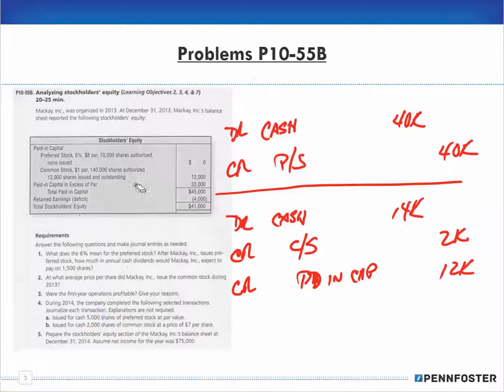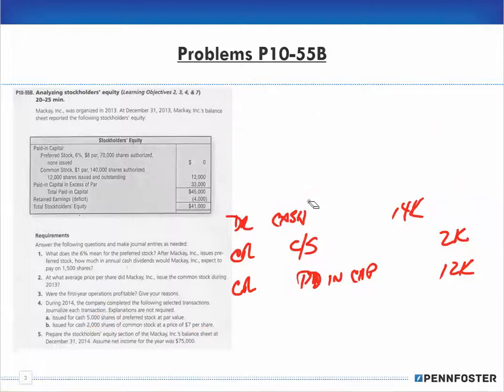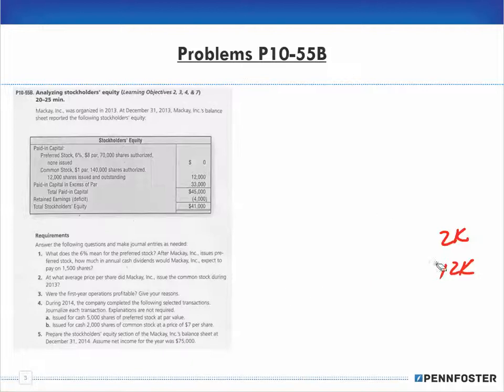All right, number 5. If you didn't understand that, definitely go back and watch the theory videos, or like I said, I think it was exercise 1038, 1039, someplace in there, where I go into a little bit more of an explanation as to the idea behind backing into that paid-in capital in excess of par. Right, so it says here, prepare the stockholders' equity section of the balance sheet at December 31st, 2014. Assume that the net income for the year was $75,000.